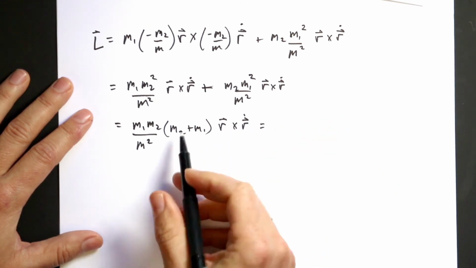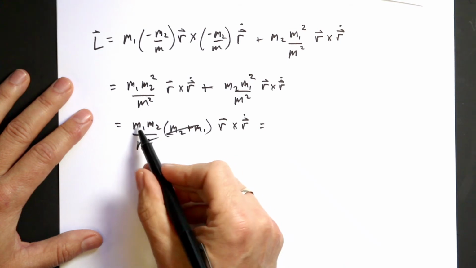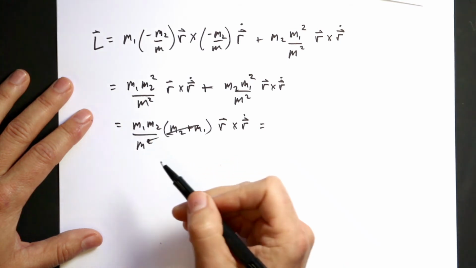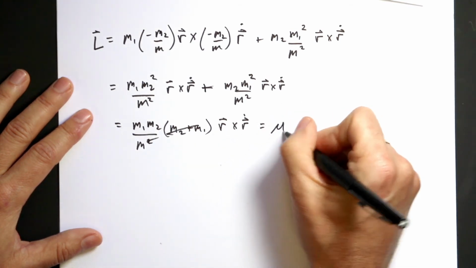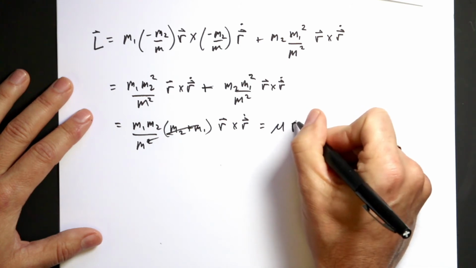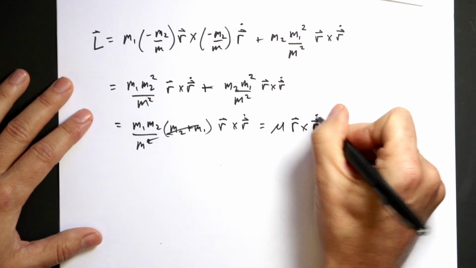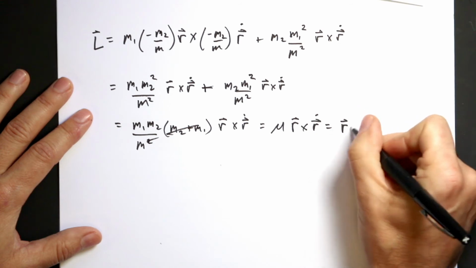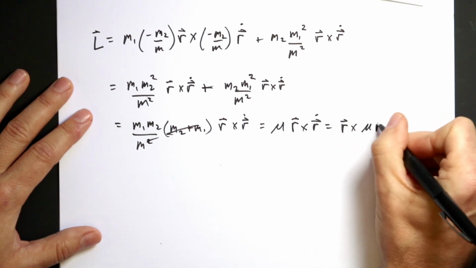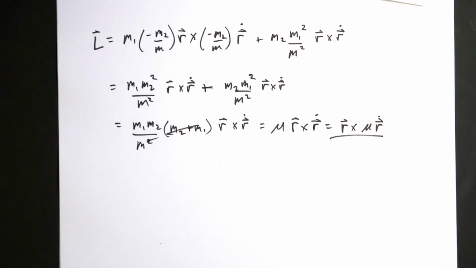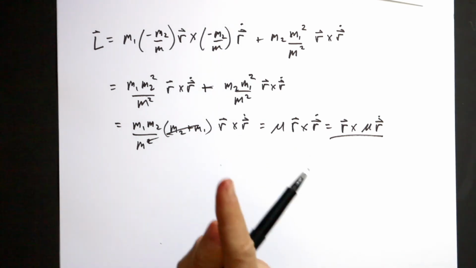And this is equal to, oh, look, that cancels. Now I have M1 M2 over M. That's the reduced mass. R cross R dot, or equal to R cross mu R dot. So this says that the angular momentum is like there's only one particle moving.